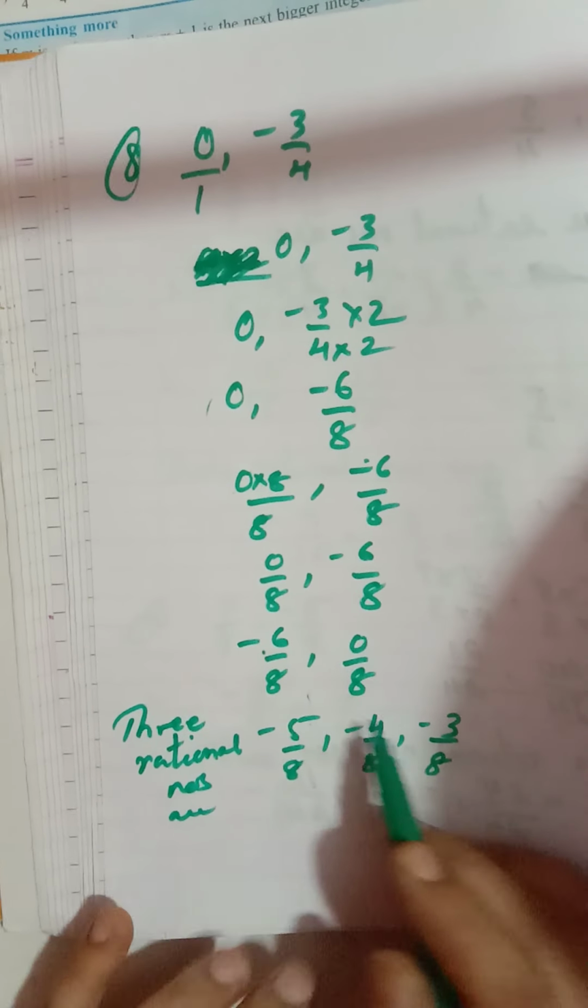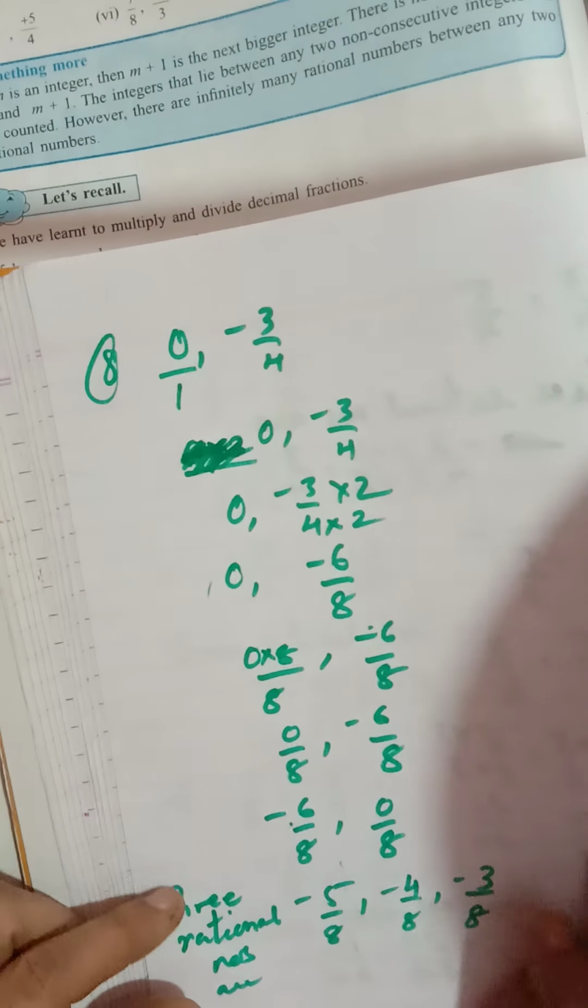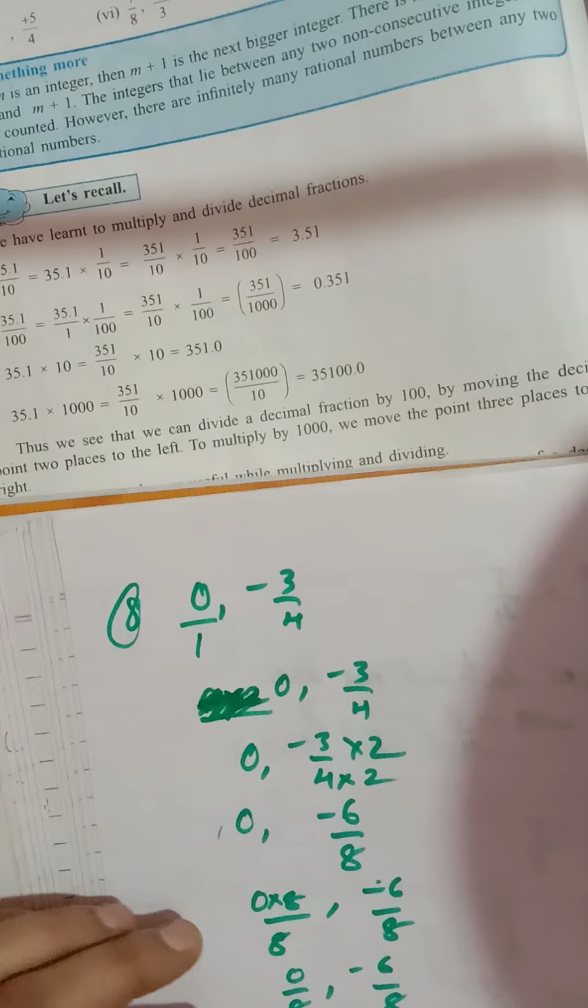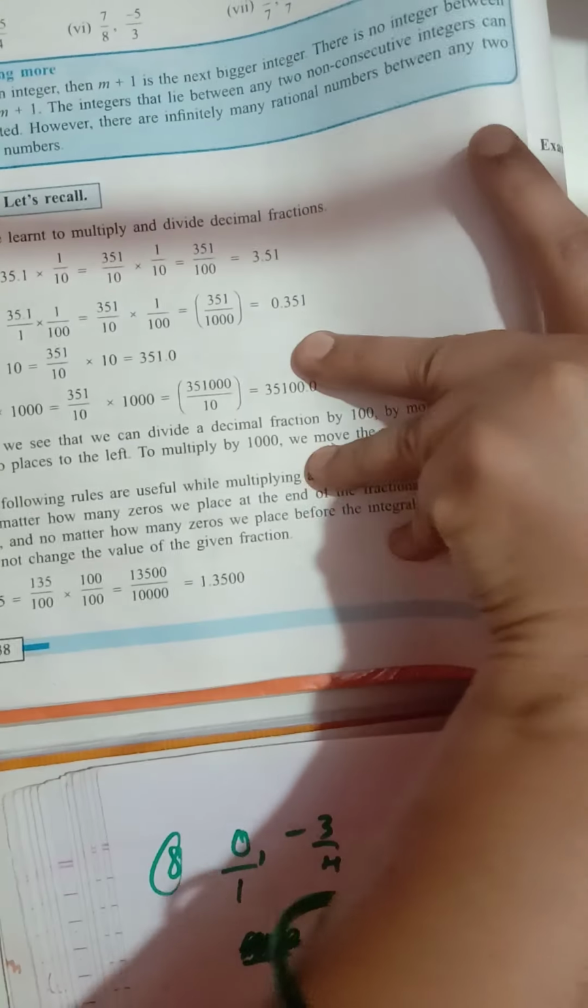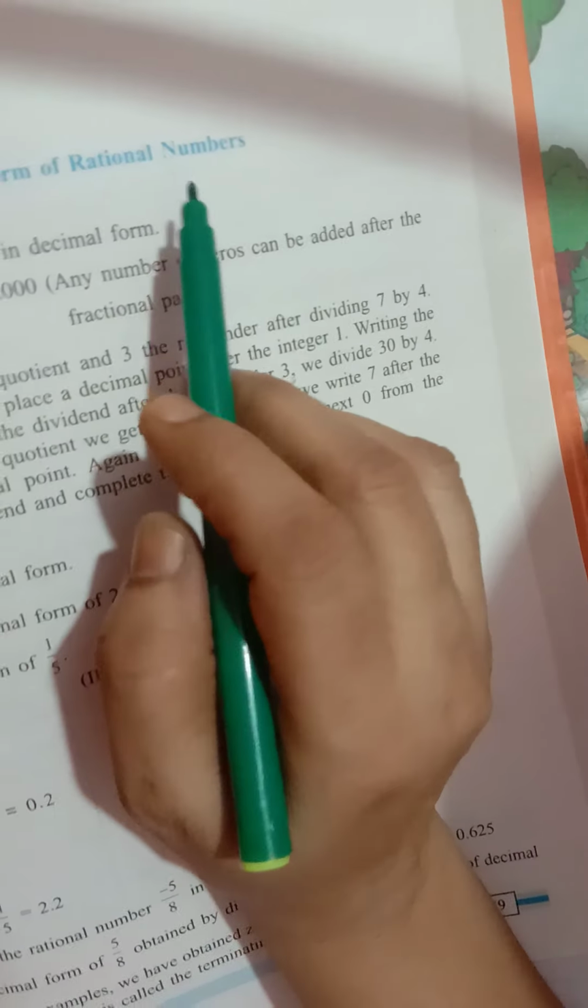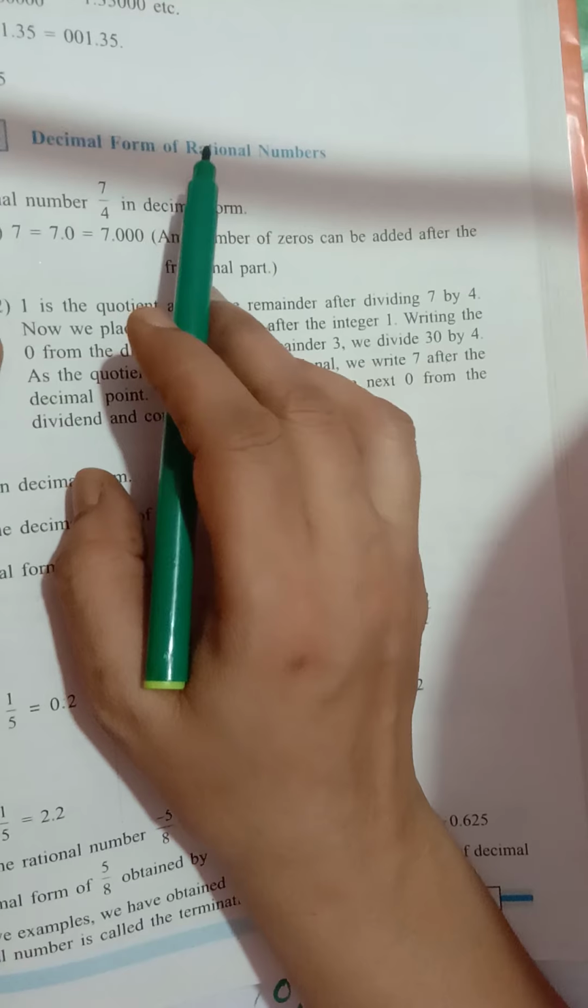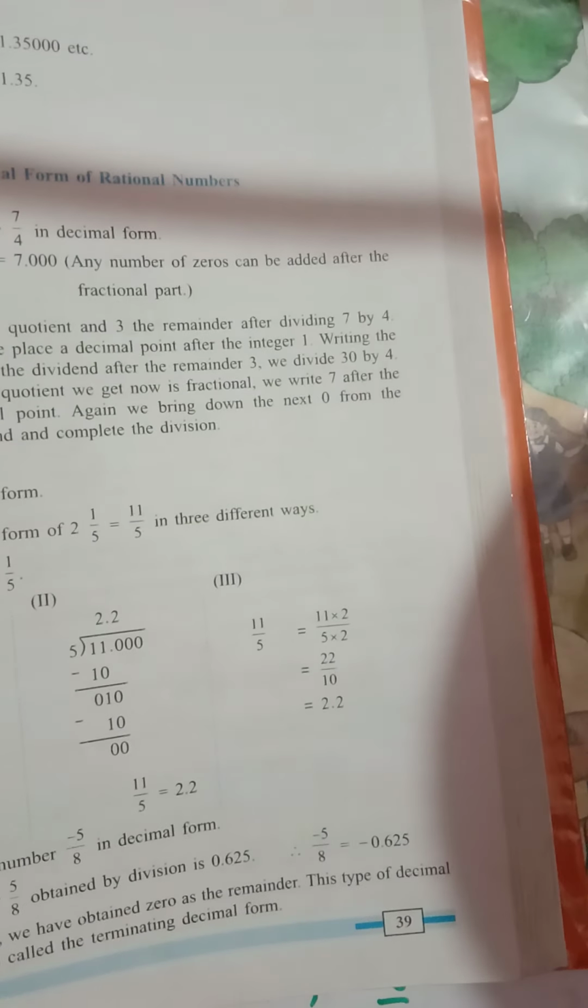Okay children, so with this we have completed our practice set 23. I will be giving some sums for homework based on this practice set 23. The next topic, decimal form of a rational number, we will be seeing in the next video.